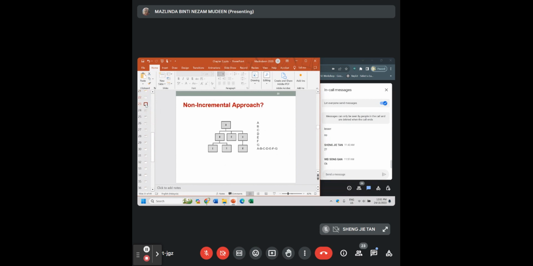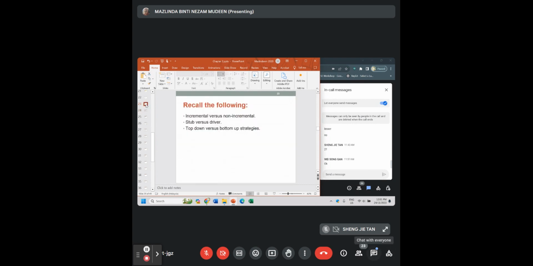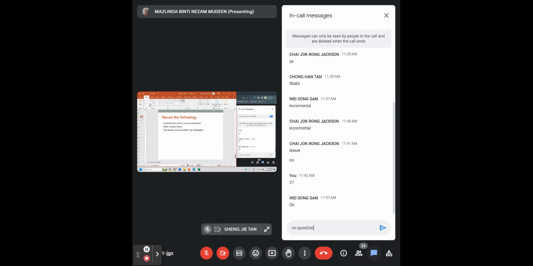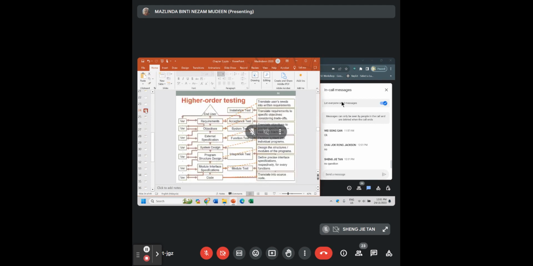Okay, clear? Clear with this incremental approach, non-incremental approach, stub, driver, and then the top down and bottom up strategy? Any questions so far? No questions. Okay, great. So it's okay, right? I can continue, right?